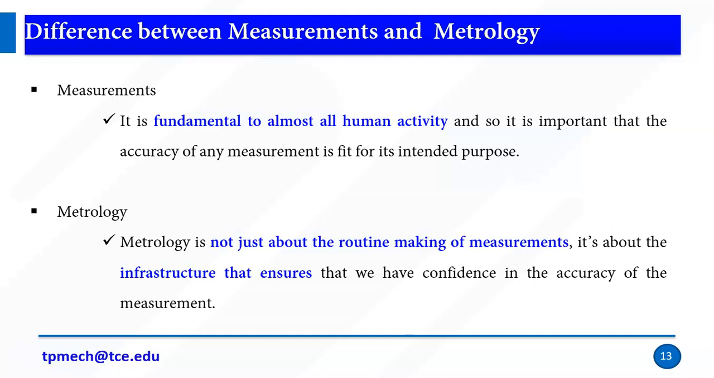Metrology is not just about the routine making of measurements; it is about the infrastructure that ensures that we have confidence in the accuracy of the measurements. So metrology is not the act of measuring, and it is not routine making of measurements. In the metrology part, we need to ensure whether our equipment is in good condition. So it is about the infrastructure, and infrastructure is nothing but our measurement device, which ensures confidence in the accuracy of the measurements.